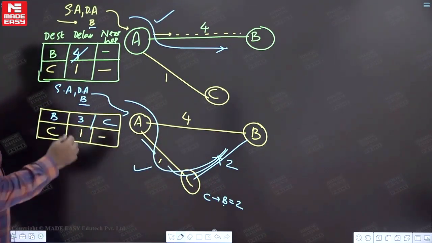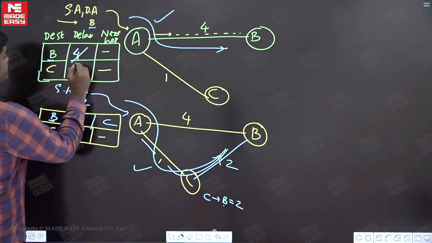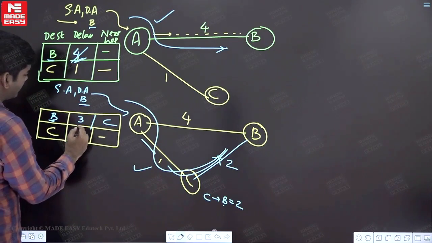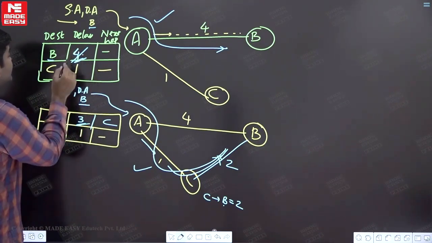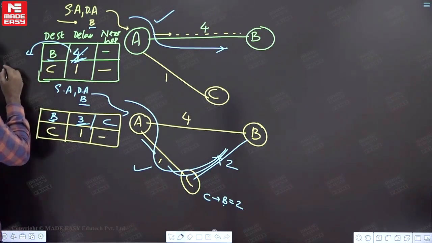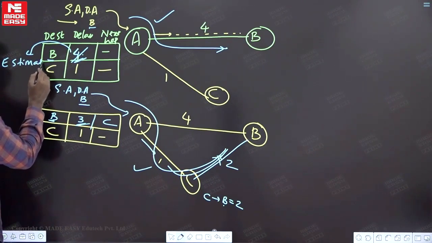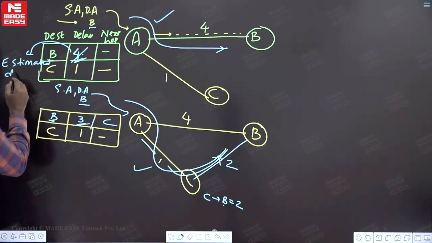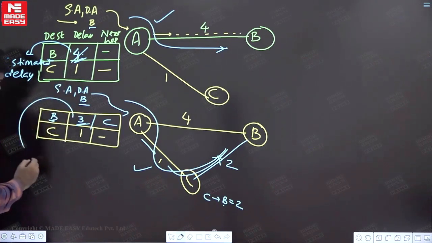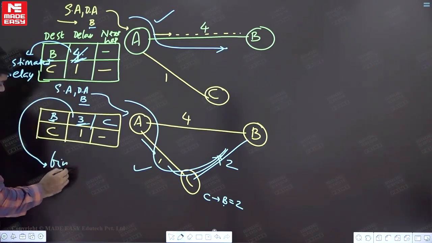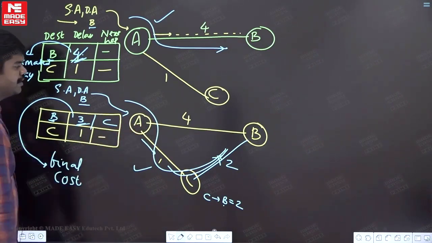Now here one important point is, in this case it is B, here also it is B. Now this value initially is 4, now it is modified as 3. So that's why we call this 4 the estimated cost, or estimated delay also you can call it. But now this 4 is modified as 3. Now you can call this the final cost, until you find some other alternate best path.